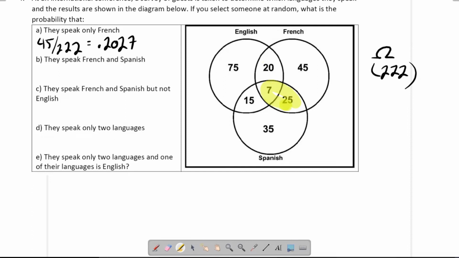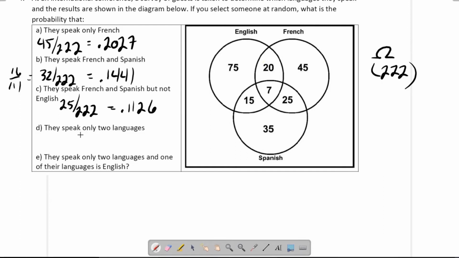Part B says they speak French and Spanish. So French and Spanish, 25 plus 7 gives us 32 out of 222. If you want to convert to decimal, you've got 0.1441. Okay, so that's really what the next one gets to. They speak French and Spanish, but not English. So that's now where you've got the 25 out of 222, which if you want to convert to decimals is 0.1126.